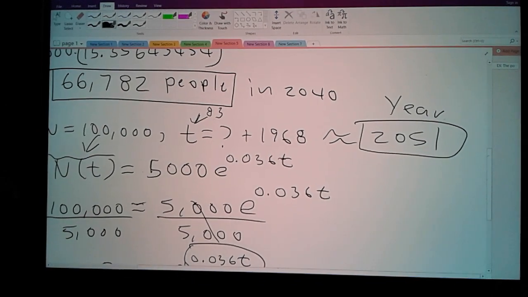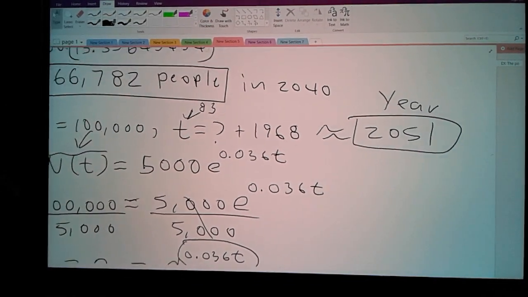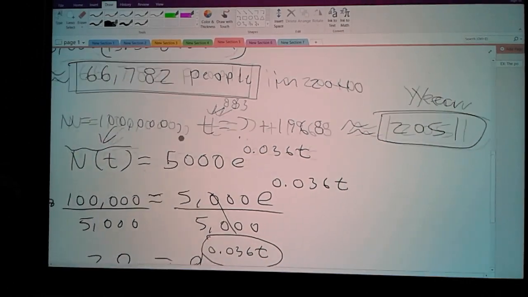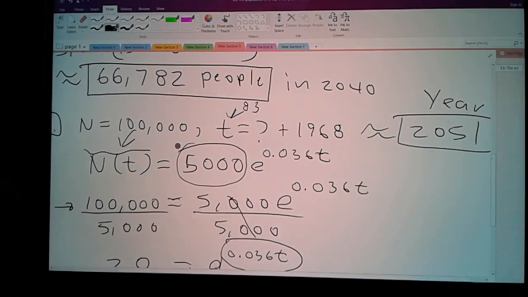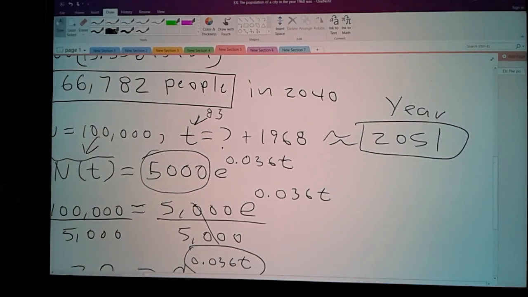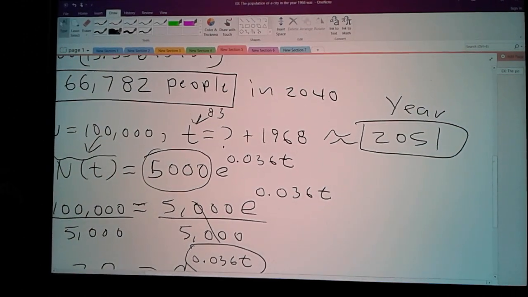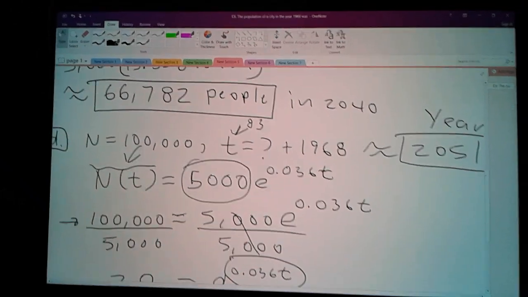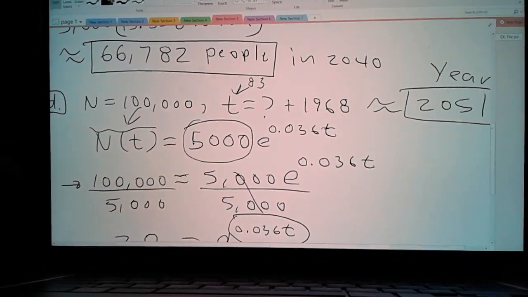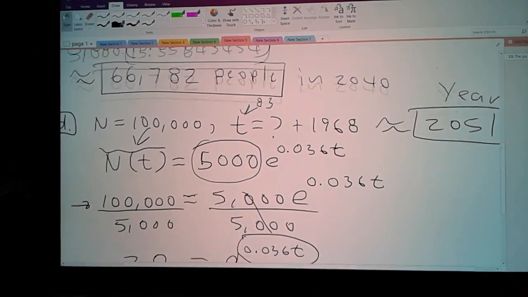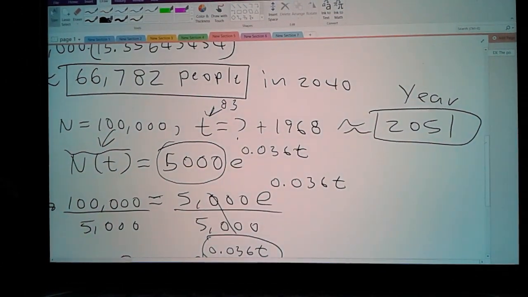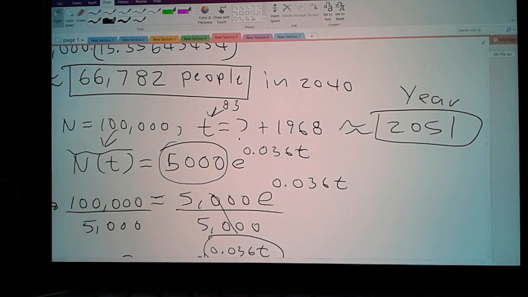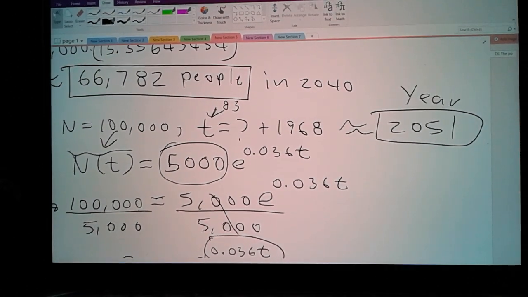It's 2021. So in 30 years from now, we expect that there's going to be 100,000 people living in the city. We started out with only 5,000 in 1968. So 83 years later, in 2051, we expect 100,000 people. 20 times as much, basically. Again, we do this to make predictions. That's what equations and mathematical models do. They help us make predictions about things, reasonable predictions.